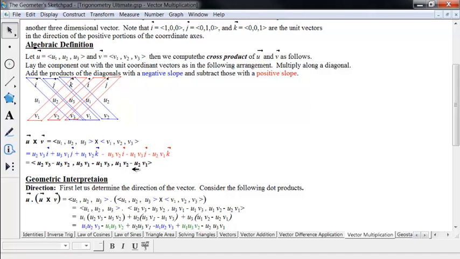So here they are, and if you put the i's together, that's the first component. Put the j's together, that's the second component, and the k's together, there's the third component. And to me, this is the easiest way to remember how to do this one. Okay, and we'll do this with some numbers in a subsequent video.